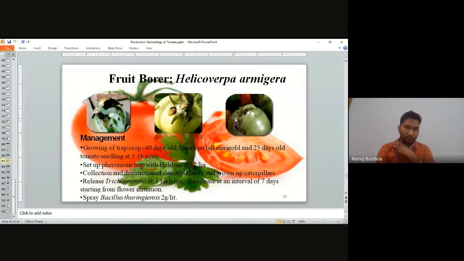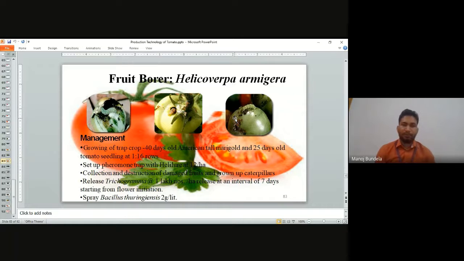Management: growing of a trap crop, meaning 40 days old African tall marigold to 25 days old tomato seedlings. Normally to control the fruit borer we can use a trap crop. What do you mean by trap crop? You can use marigold. The fruit borer insect will first damage the marigold, and after that the main crop. So if we use the trap crop outside of our field, Helicoverpa armigera will eat the marigold only and will not damage our main crop. One marigold seedling next to 16 tomato seedlings can be used for the trap crop.